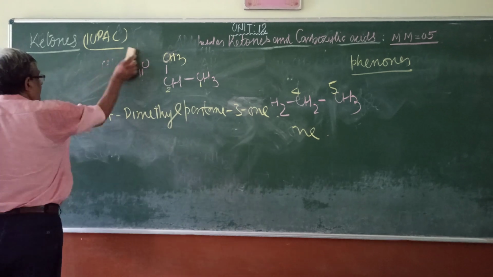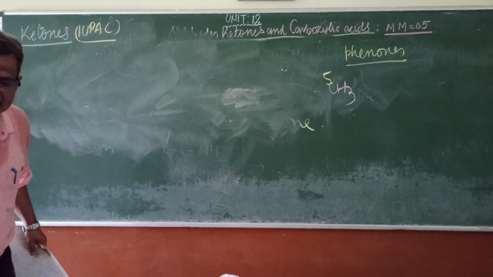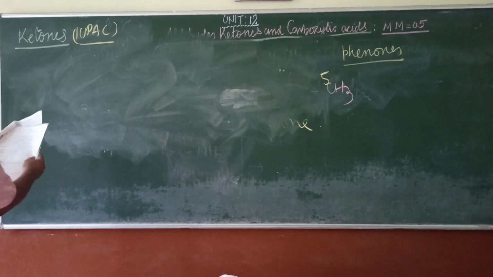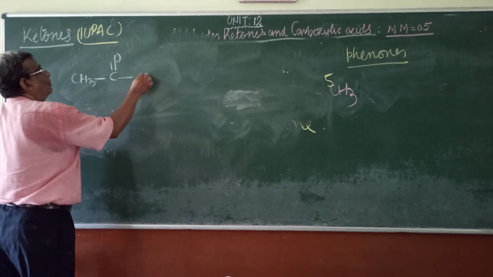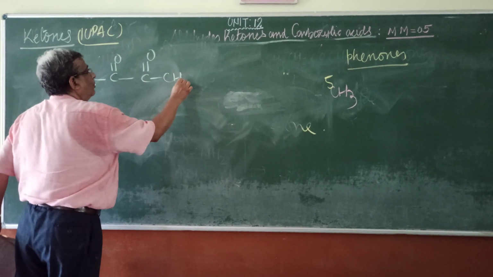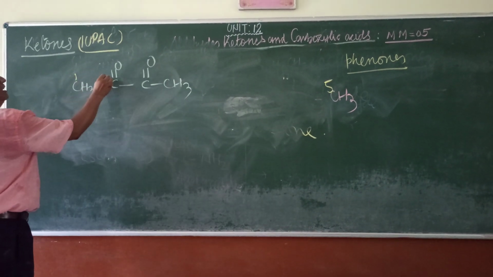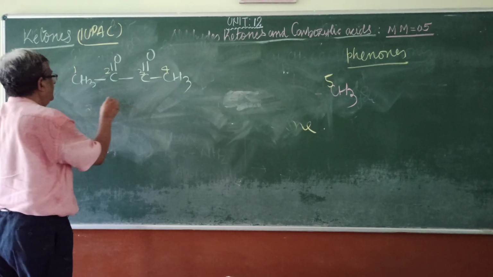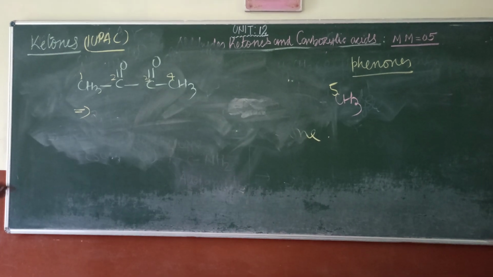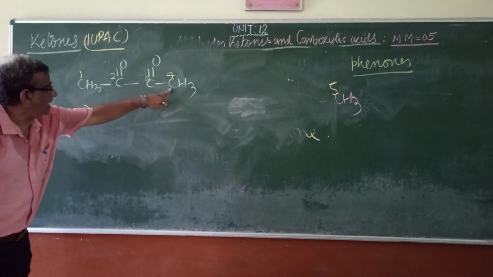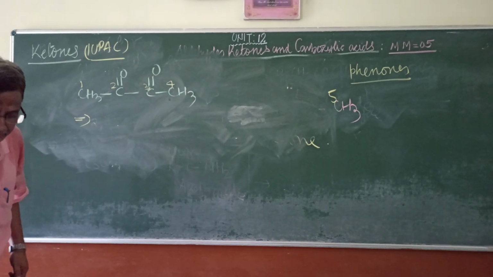And one more example. You can practice it. I am giving you so many examples. You can practice it. CH3, C double bond O, C double bond O, CH3. Now, if I start numbering it, 1, 2, 3, 4. The name of this compound is butane-2,3-dione. I will write the name butane, 4 carbons. Butane-2,3-dione.